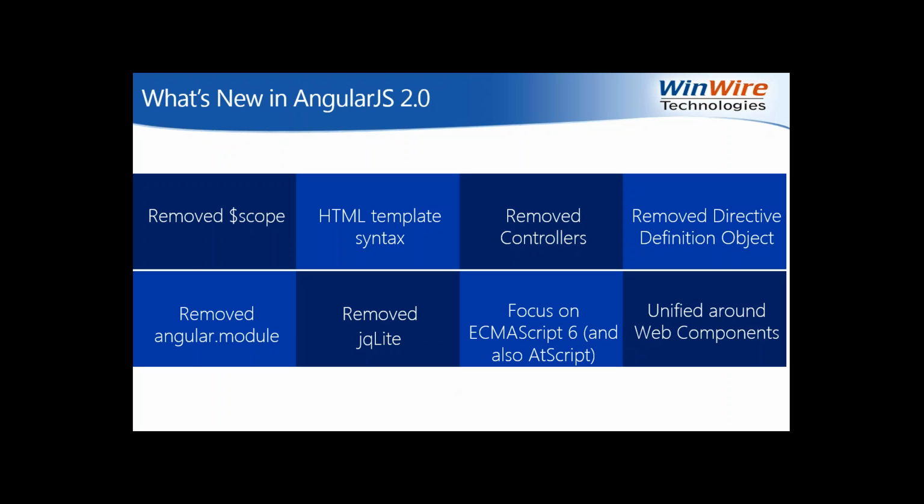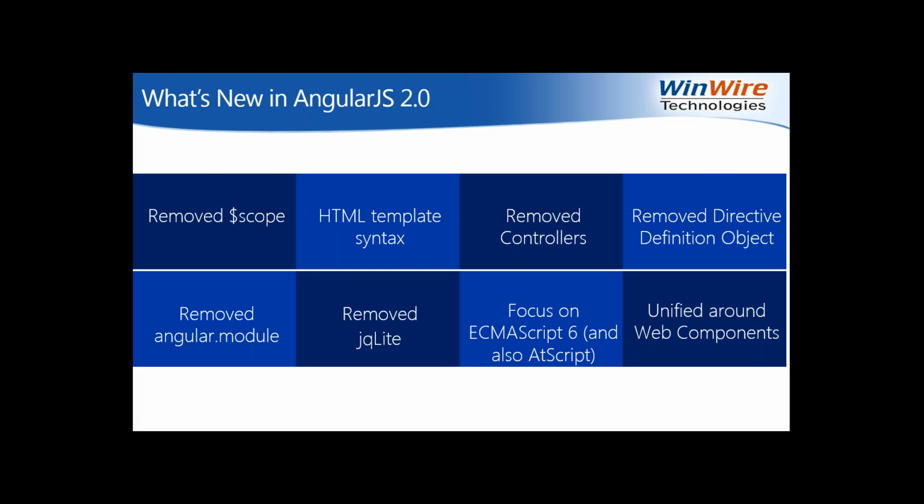Now let's look at what all has been changed in Angular 2 with respect to Angular 1. $scope has been removed. We have removed Angular.module. Instead, Angular 2 is using ES6 modules. HTML template syntax has changed, and Angular will no longer include its own miniature version of jQuery, that is, jqLite has been removed. Controllers have been removed.